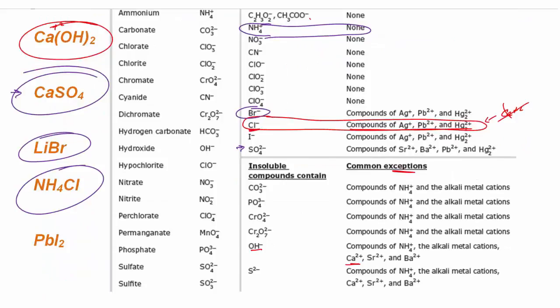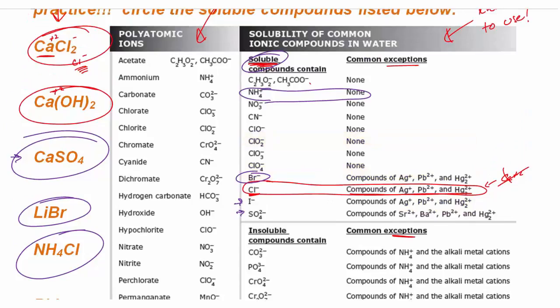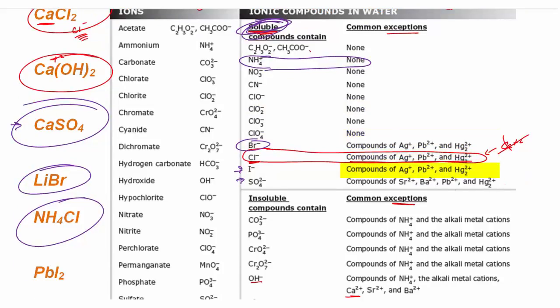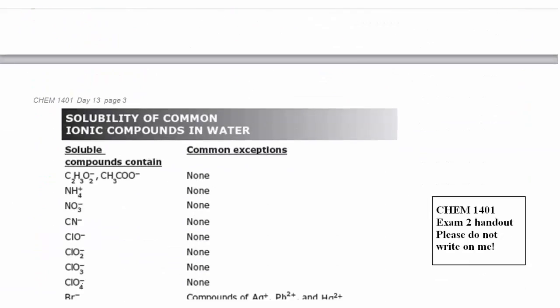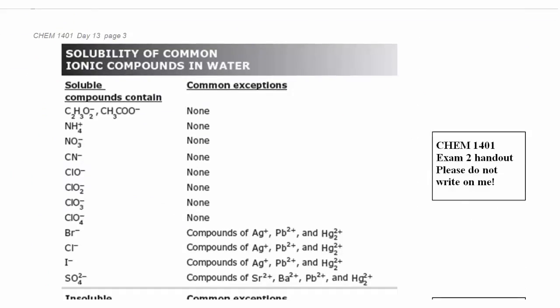Lead iodide. Here's iodide. And iodide is always soluble except for lead. So that's going to be insoluble. That's going to be an S. It's going to be a solid. Okay, so that's pretty much how you use those rules. This is the handout that you're going to be using for exam 2.